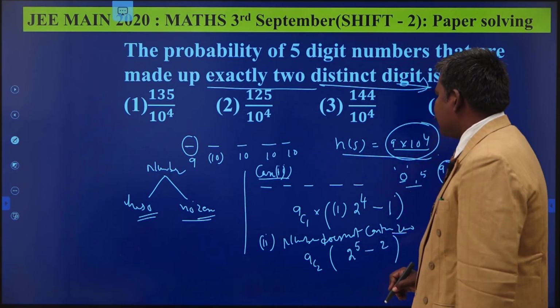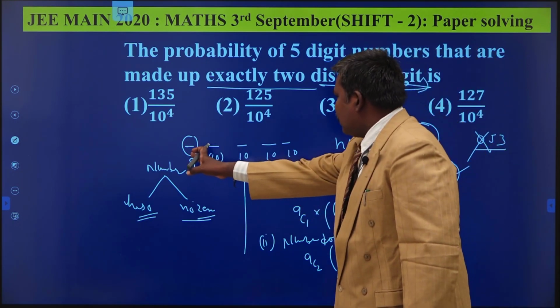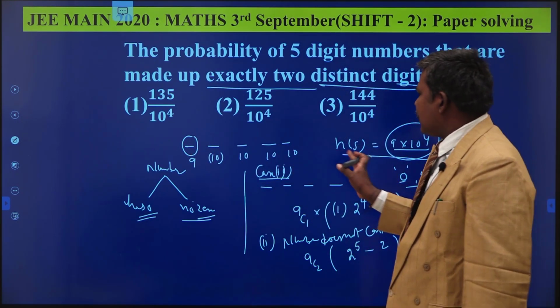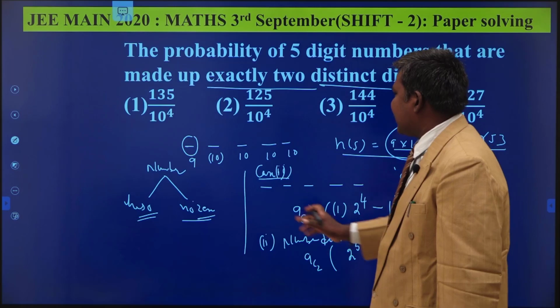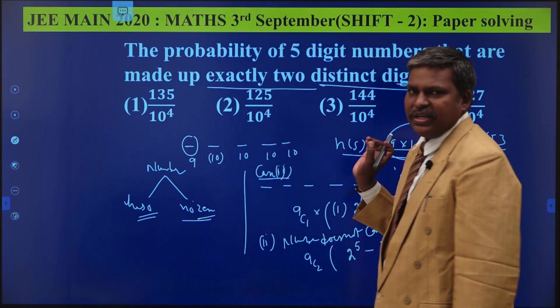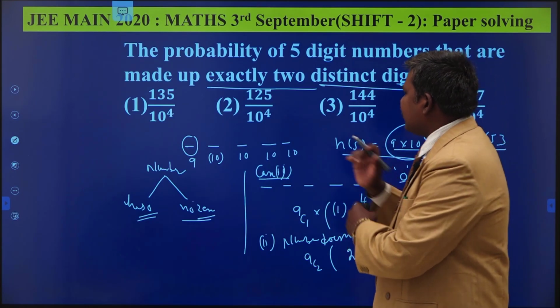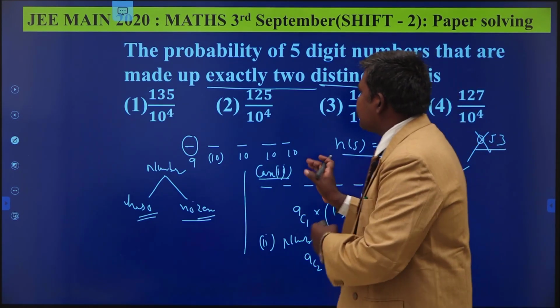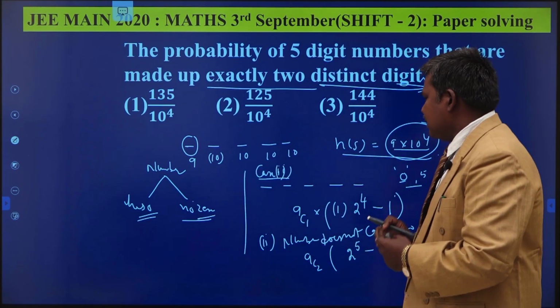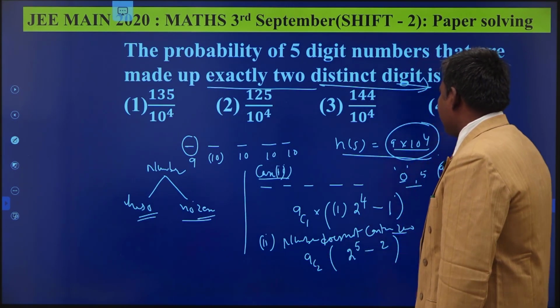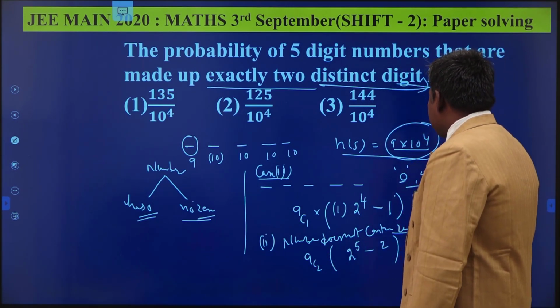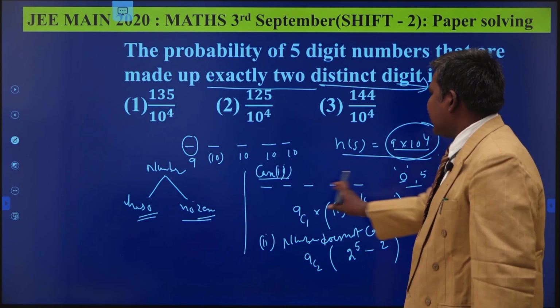Why am I writing minus 2? Suppose 1 is your selected digit: 1, 1, 1, 1, 1. It is not possible. You have to take 2 digits and play with them. Both digits must appear in your 5-digit number. That is why 9C2 into 2 power 5 minus 2. These are the 2 cases you have to add. We get n of E.